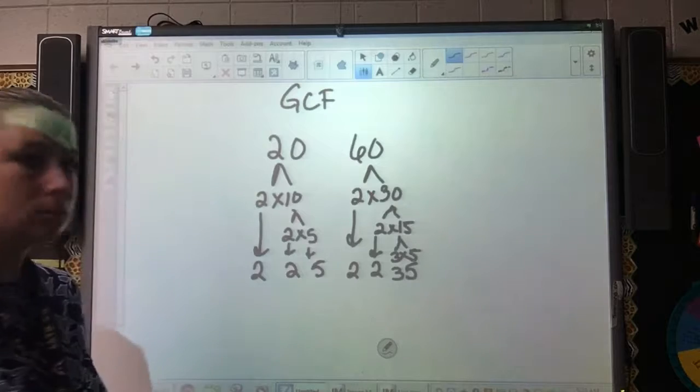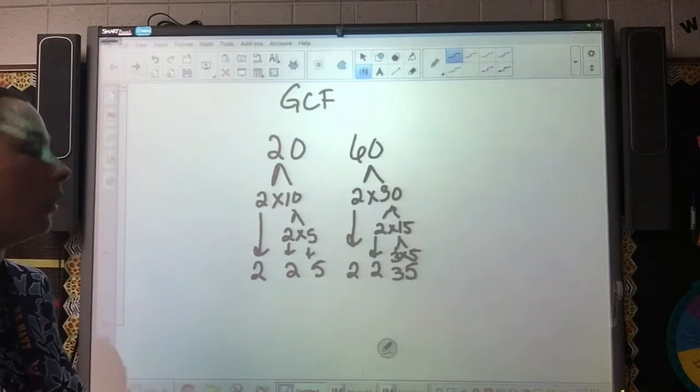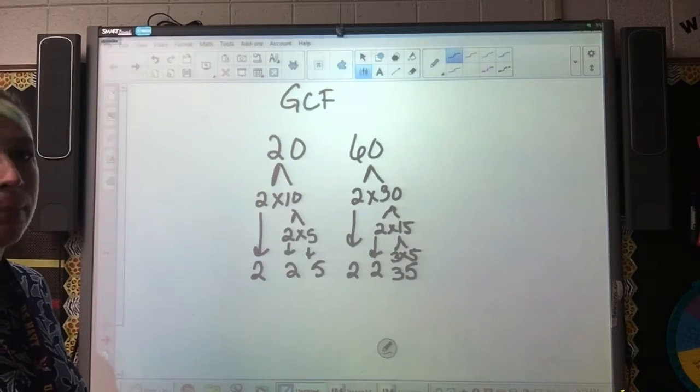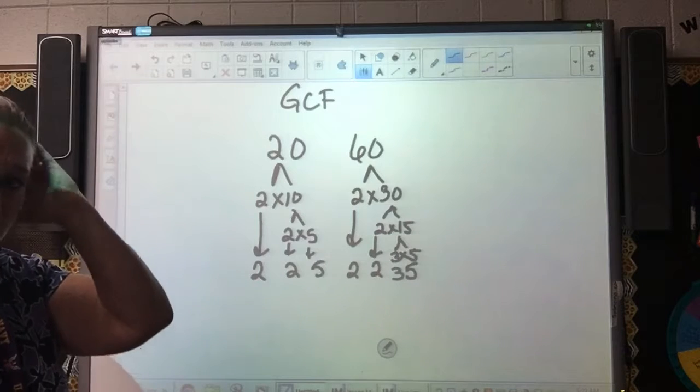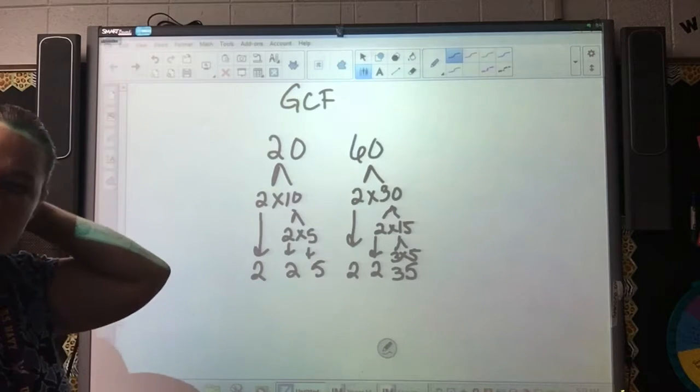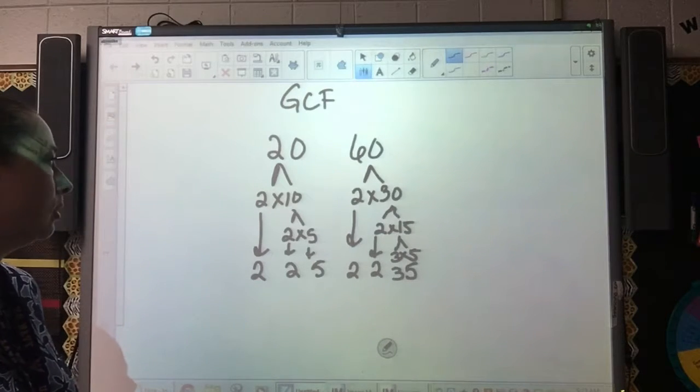All right. Again, this should be a review for you. So if it went fast for you, stop it, pause it, write it down. But this should be a review. Doesn't matter what way you get there as long as you get down to prime factorization.